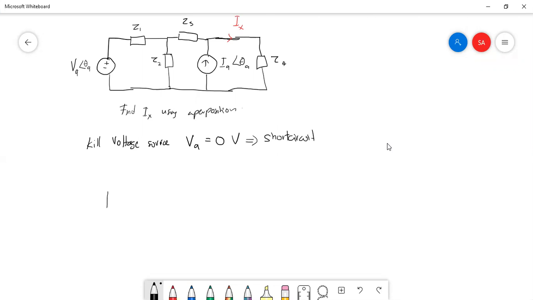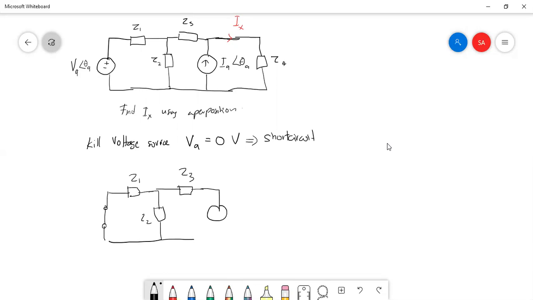Okay, so your circuit will become this, containing only impedance Z1, Z2, Z3, and a current source here, the same value IA with an angle of theta A, and Z4. Okay, so what you need to do is actually to solve this circuit and then get the Ix. But Ix right now is actually Ix prime. Okay, this is the current Ix that is due to the current source only.